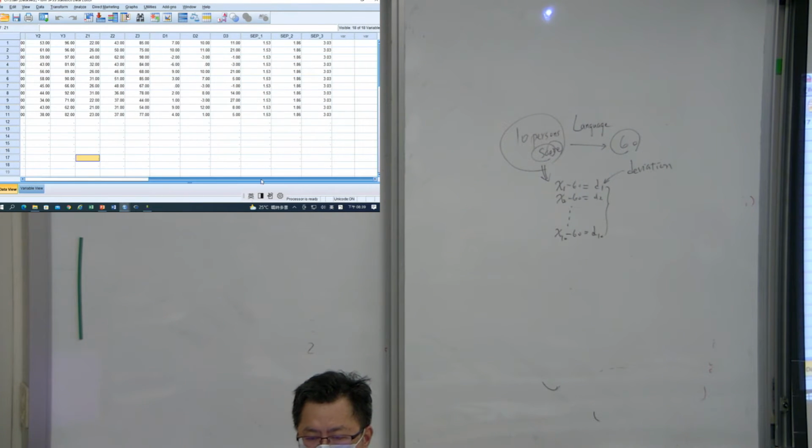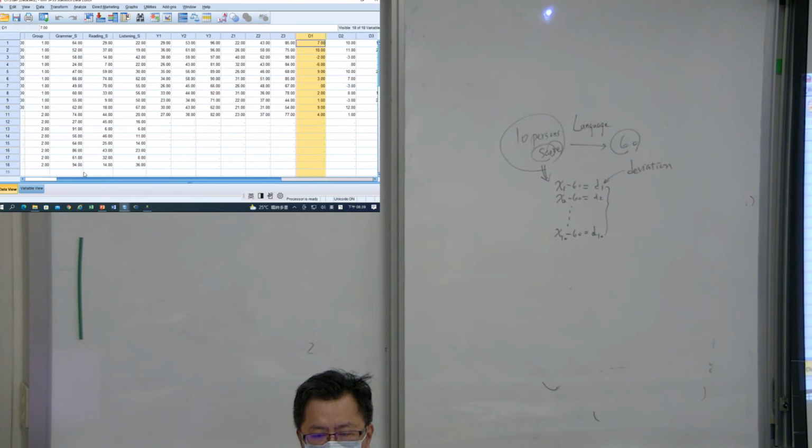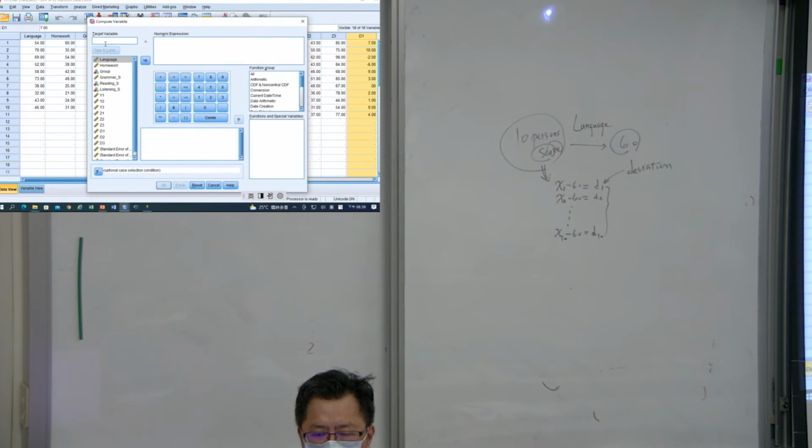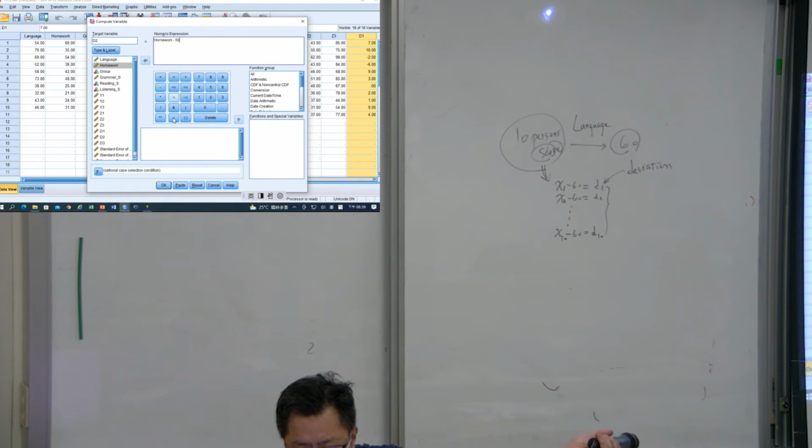Where? Here, okay? And then we define the second. We do the transform. We compute the variable. We define D2 equal to homework score minus 50. Okay, because 50 is the average value for the general person. Okay, so we use this. Then we got it. Yep. All right. Any question?